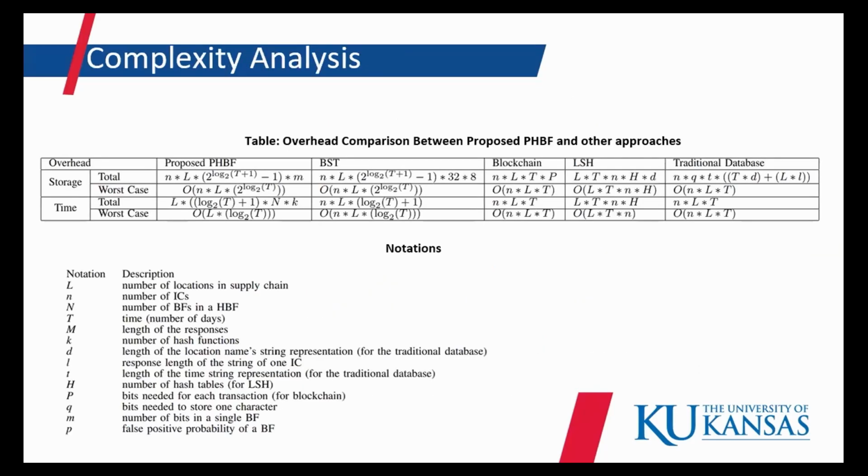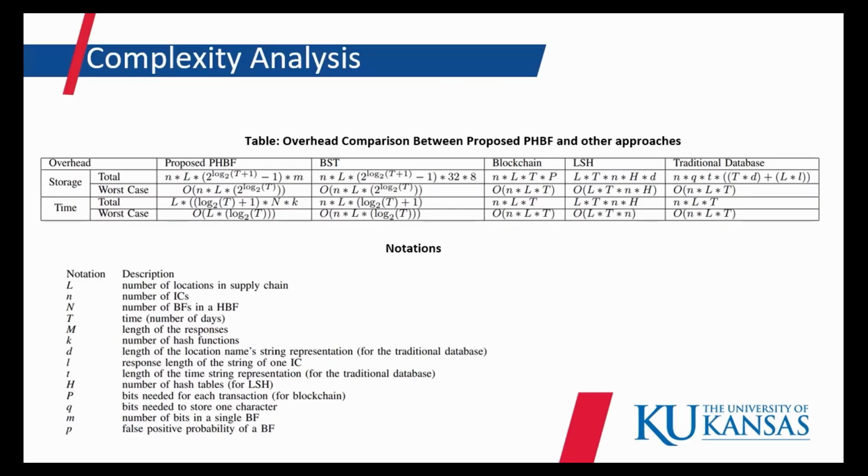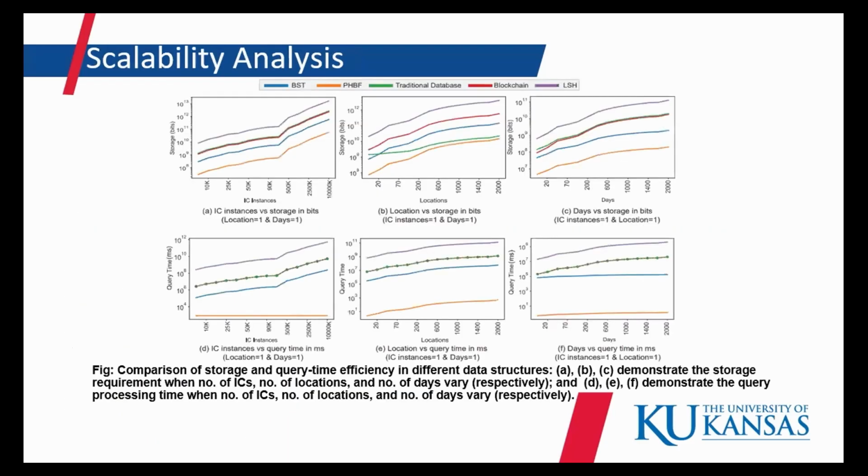The scalability performance may not make a lot of sense, because when we try to calculate the overheads, there are a lot of dependencies which we have to consider. These are the parameters, and these are the other data structures that we compared our proposed PHPF with. But this graph should make sense a little.